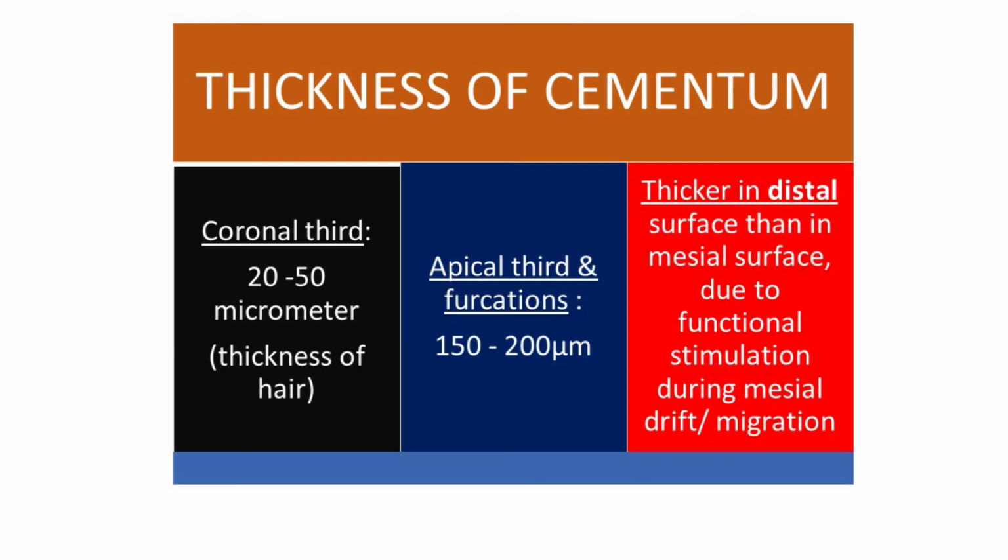The thickness of cementum in the coronal third is 20 to 50 micrometers, that is equivalent to the thickness of the hair. And in the apical and the furcation area, the thickness of the cementum is 150 to 200 micrometers. When you see the distal surface of the root compared to the mesial surface of the root, the thickness of the cementum would be higher in the distal end due to the functional stimulation, due to the mesial drift, and also due to the migration.